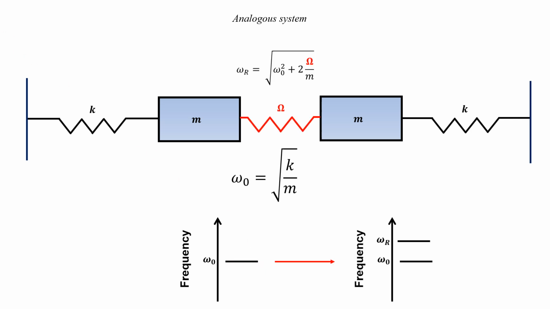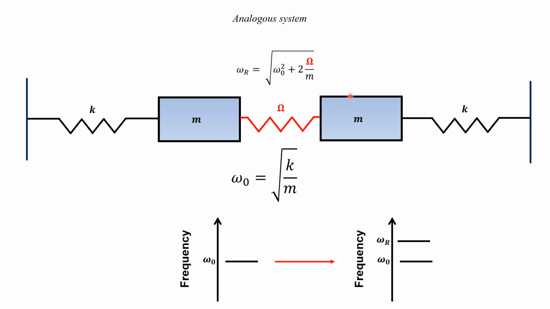Now recall that our goal is to find what happens to orbitals of atoms when the atoms interact. So in our analogous system, the interaction is represented by a coupling spring, and omega here is the coupling spring constant. So when we have a coupling spring, we still have two modes of oscillation. The coupling does not change the number of modes of oscillation. It does not change the number of orbitals. But it does change the resonance frequencies.